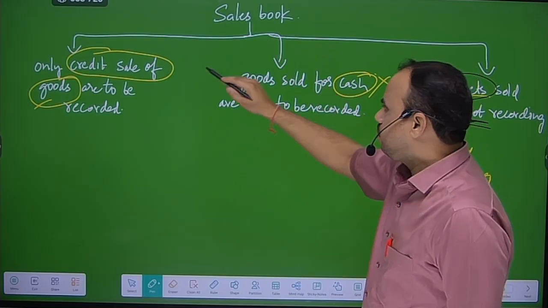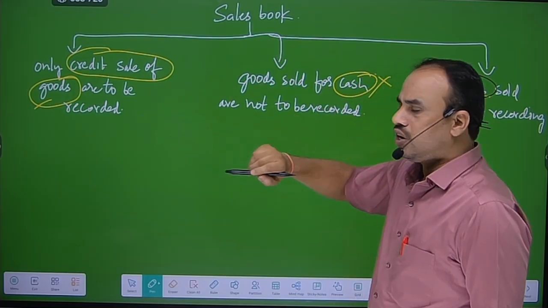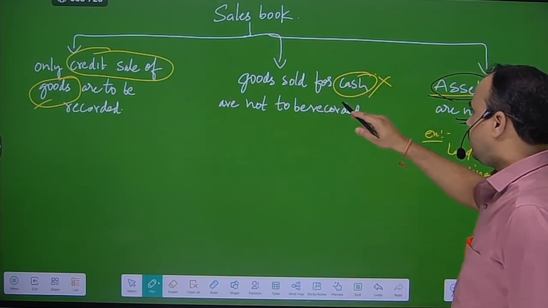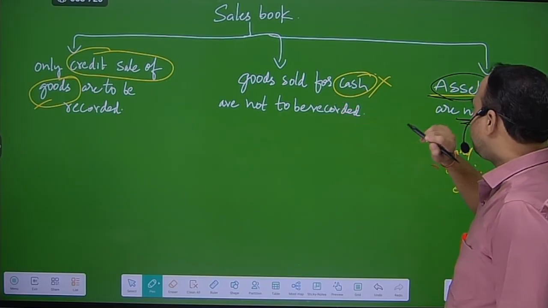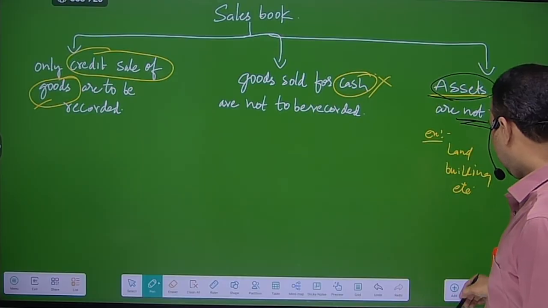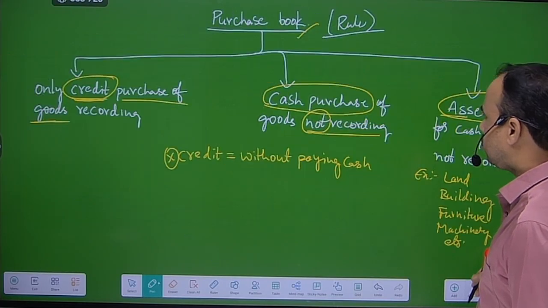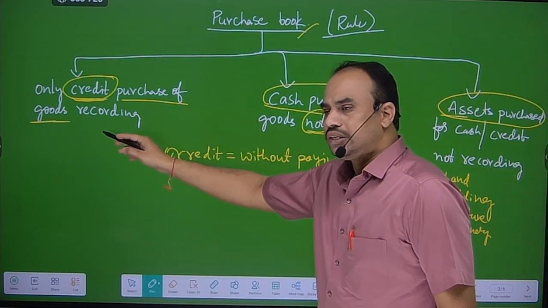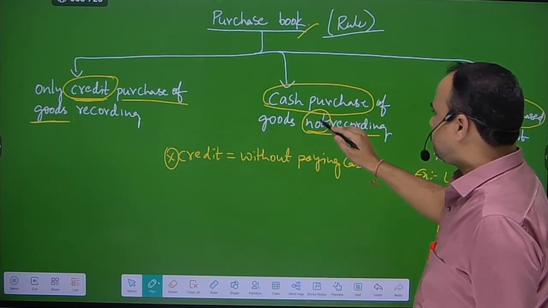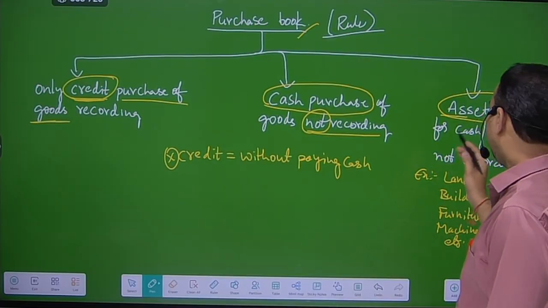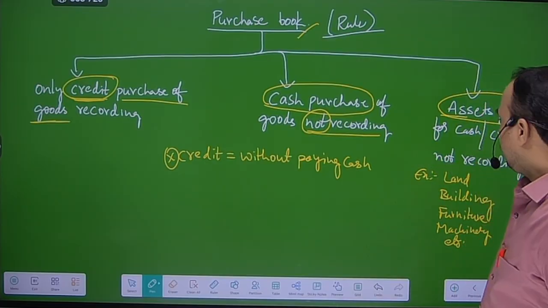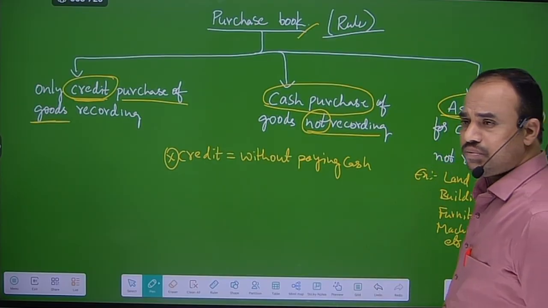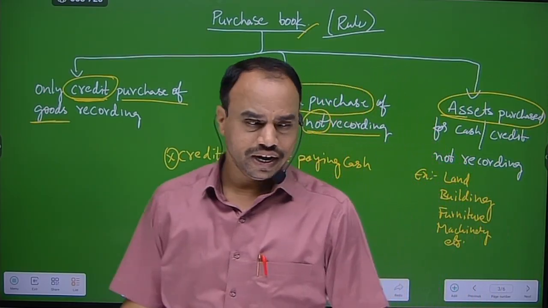In the sales book we will prepare only credit sale of goods. Goods sold for cash are not to be recorded. Assets sold are not recorded. Similarly for the purchase book, only credit purchase of goods are recorded; cash purchase of goods are not recorded, and assets purchased for cash or credit are not recorded. You have to remember these 2 rules, then only we can do the problems.